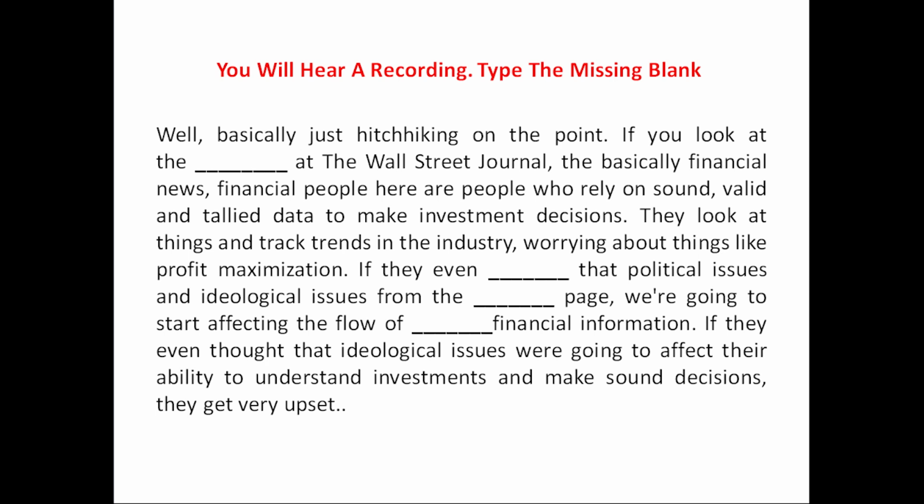Well, basically just hitchhiking on the point. If you look at the customers of the Wall Street Journal, basically financial news, financial people, these are people who rely on sound, valid and tallied data to make investment decisions. They look at things and track trends in the industry, worrying about things like profit maximization. If they even suspected that political and ideological issues from the editorial page were going to start affecting the flow of valid financial information, if they even thought that ideological issues were going to affect their ability to understand investments and make sound decisions, they get very upset.